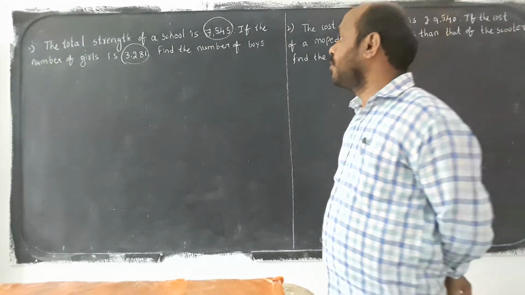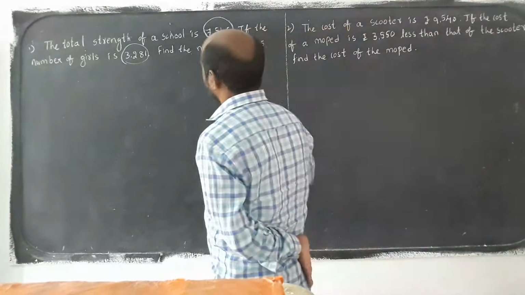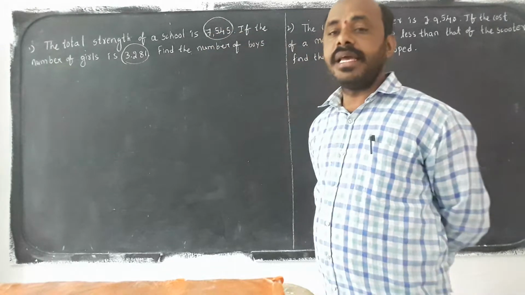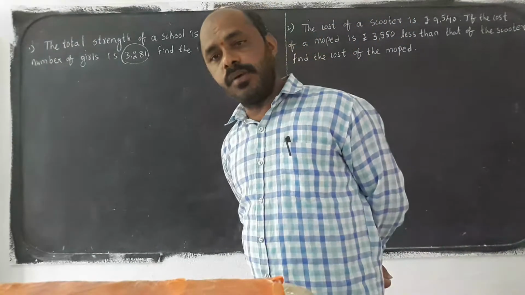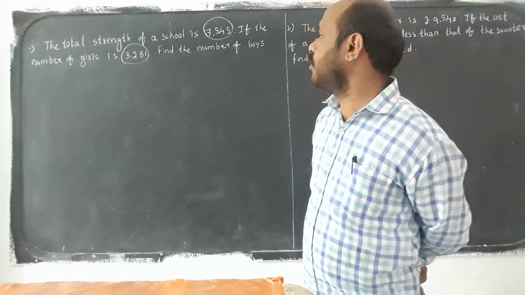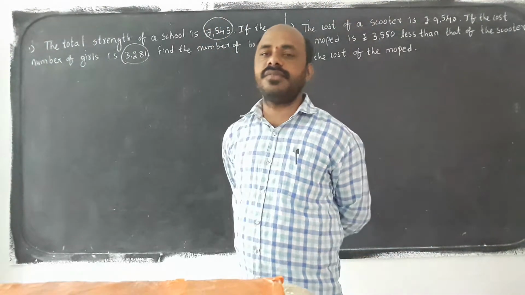Girls are given. Now what is asked? To find the number of boys. He is asking only the boys' strength. He gave only the girls' strength and the total strength. He is asking the boys' strength, so what do we have to do?